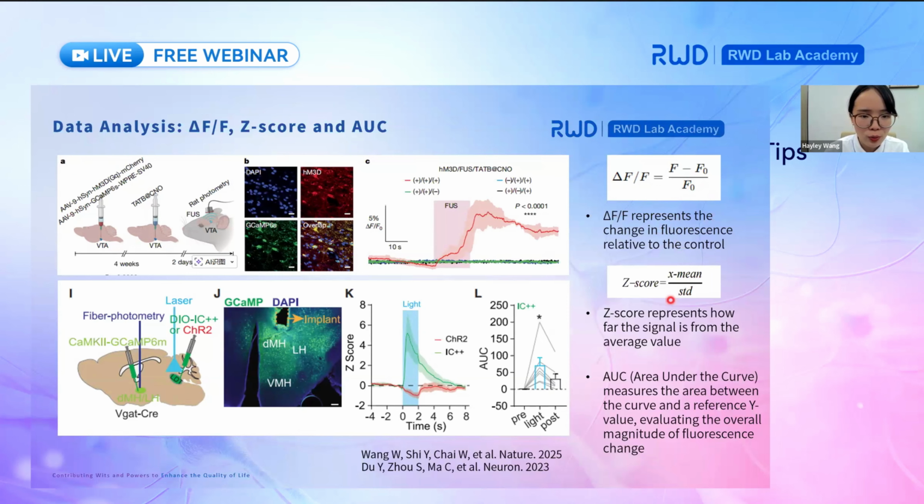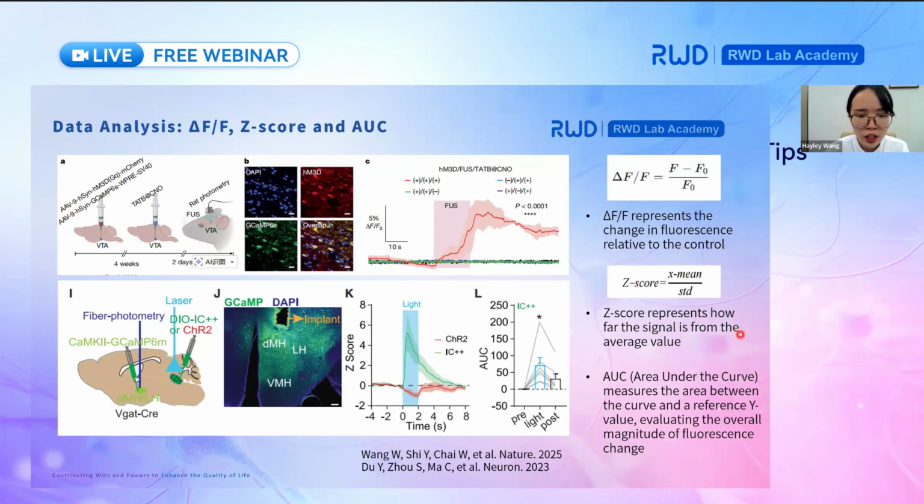Delta F over F represents the change in fluorescence relative to the control, or in simple terms, the relative increase in signal compared with the control. It tells us how much the signal has changed. Z-score can be understood more simply as how far the signal is from the average value.